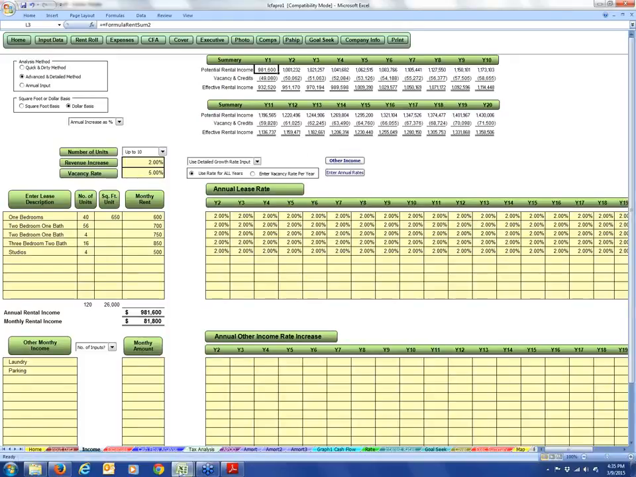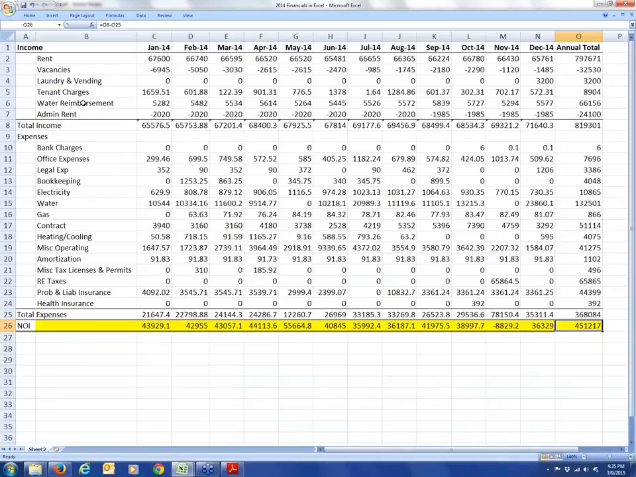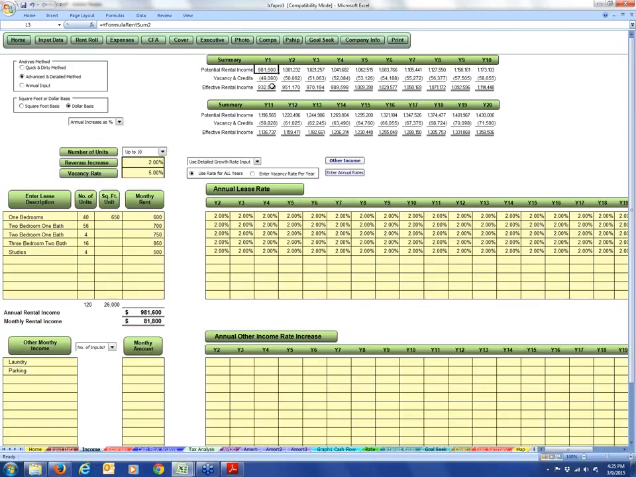How much did it collect? Come right back over here. The rent, it collected $797,671. What's the difference here? So what we need to do is make this number right here, 932, equal 797,671. So how do I get the number from 981 down to 797? I'm going to play with this vacancy rate number right here.